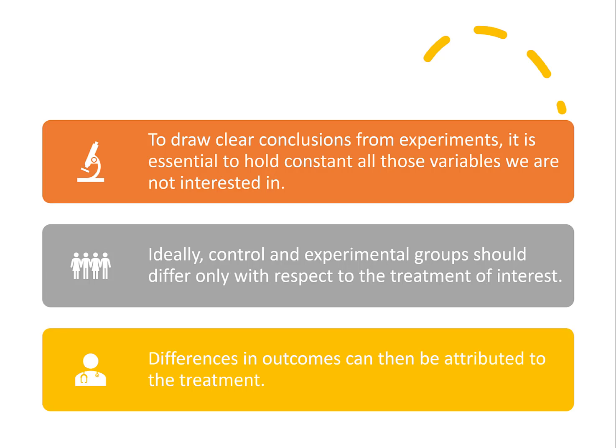So to draw conclusions from experiments, it's essential to hold constant those variables we're not interested in. Ideally, control and experimental groups should differ only with respect to the treatment. Differences in outcomes can then be attributed to the treatment.